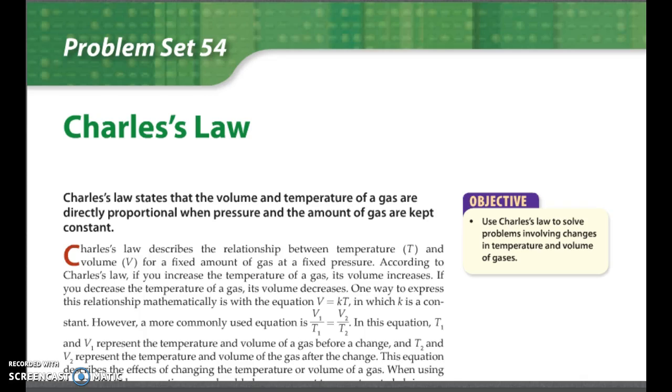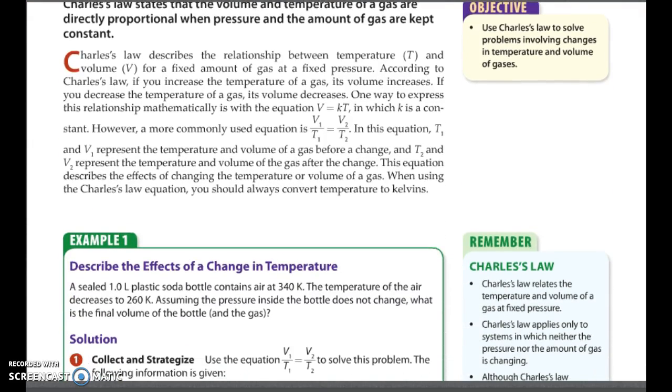All right, let's review Charles' law. Charles' law states that the volume and temperature of a gas are directly proportional when pressure and the amount of gas are kept constant. So use Charles' law to solve problems involving changes in temperature and volume of gases. Charles' law describes the relationship between temperature, capital T, and volume, capital V, for a fixed amount of gas at a fixed pressure. Because we can only change two things because we want to see what the overall effect is. In real life, they all change, and we'll be doing problems with that coming up.